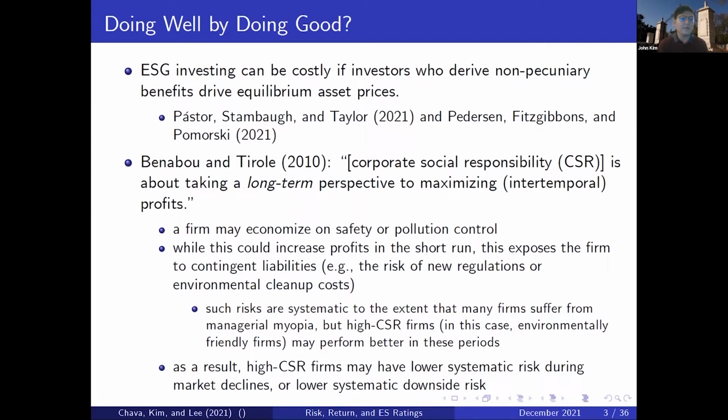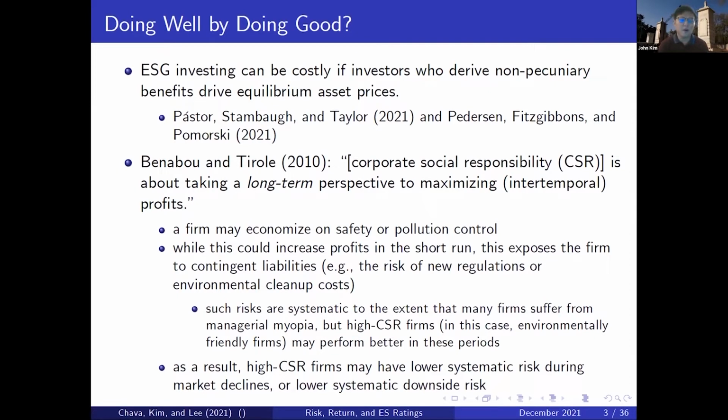But on the other hand, Bénabou and Tirole, in a 2010 paper, make the argument that profitability of a firm does not necessarily have to go against doing good or being ethical. They specifically write that corporate social responsibility is really about taking a long-term perspective to maximizing intertemporal profits. Generally put, this suggests that doing good could be associated with better financial performance, but we take this idea to imply something more specific, that high CSR firms will have lower systematic downside risk.